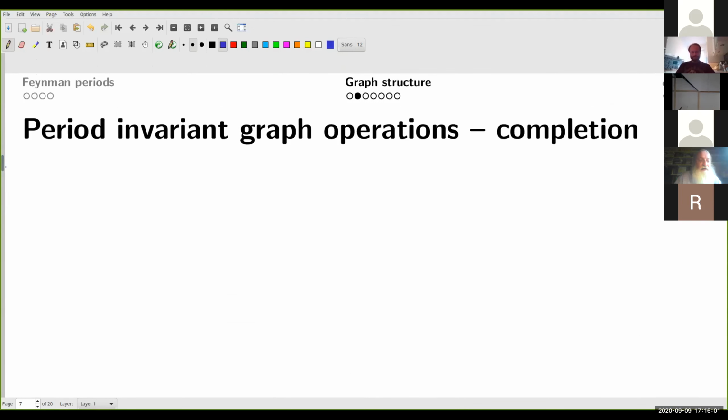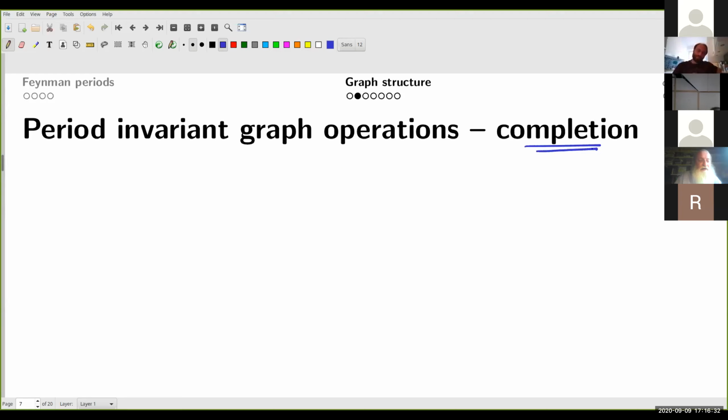Okay. But now I want to say something concrete about graph structure. I don't want to just say blah, blah, blah. There's some graph structure. Of course, there's some graph structure. So what are some specific examples of some of the graph structure? And so I'm going to talk about some of the period invariant graph operations. So things you can do to a graph that don't change this Feynman period or graph period. And the first one we want to talk about is completion.